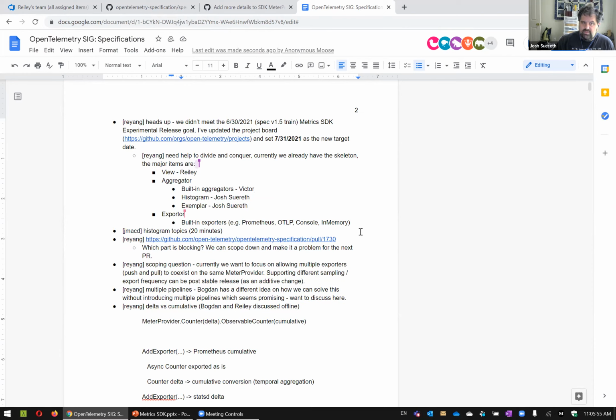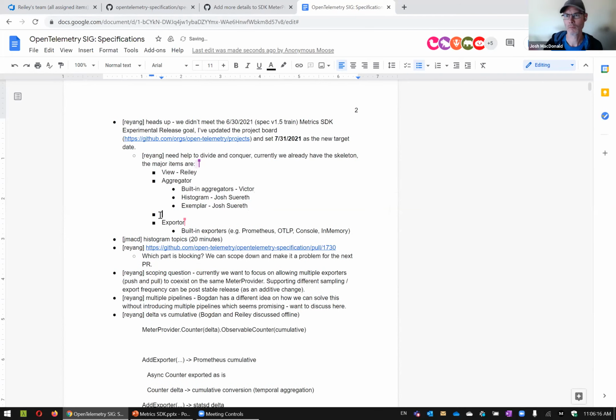Where are we accounting for the pipelining and multiple exporters versus one exporter? If that's part of the exporter work, then I expect people to argue. Okay, good. But I expect there to be a good, awesome debate there. Yeah. And I think that needs to be called out as an item for someone to push on. Yeah, so I'll list that multiple pipeline.